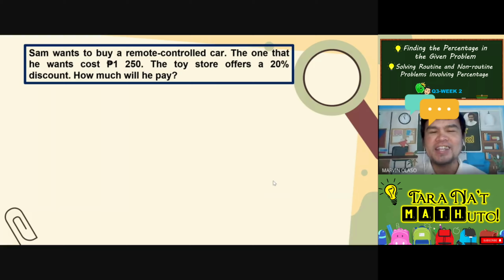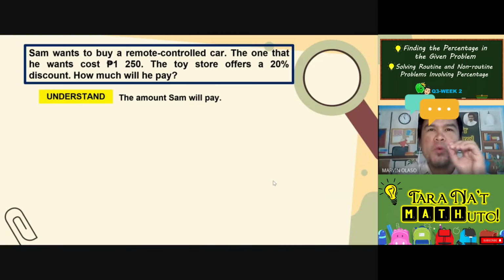That is our question. Again, let's go back to the four main steps in solving a problem, starting with understanding the problem well. We need to get the amount Sam will pay if the cost of the remote control is 1,250 pesos and he will get a 20% discount. So how much will he pay?